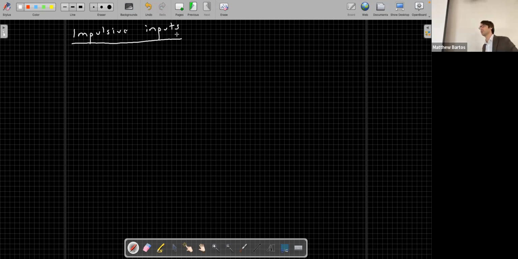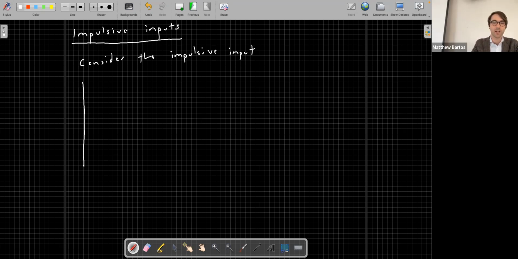And you can essentially think of an impulsive input as the response of the system to an instantaneous shock or an instantaneous input to the system. Okay, so we'll define this formally. So consider the impulsive input. And it'll look something like this. Okay, so we'll have a graph here. The y-axis is u(t), the x-axis is t. And I'll draw a couple tick marks here.